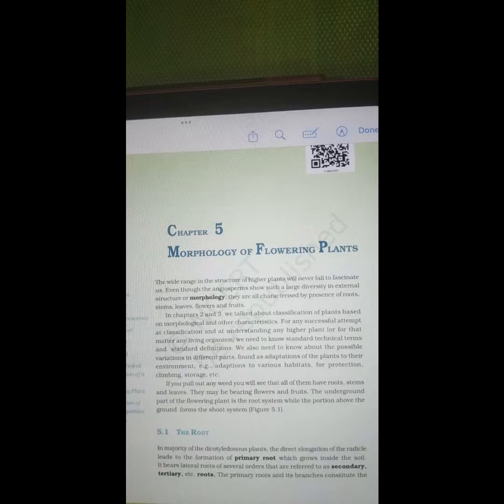Angiosperms are broadly divided into two categories, monocots and dicots. So in this chapter, we will be studying how things vary in monocots and dicots, how roots are different, how leaves are different, how stems are different, and how you will be able to identify by seeing them externally whether they belong to the dicot group or the monocot group, right?